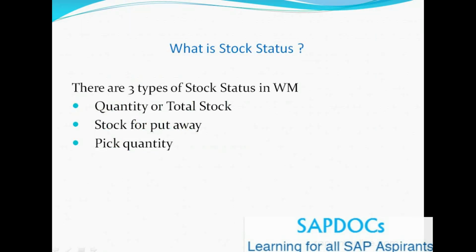So what are the stock statuses? There are three types of stock status in WM. One is the available stock or the total stock. One is the stock for put away, and the last is the stock for picking or the pick quantity.